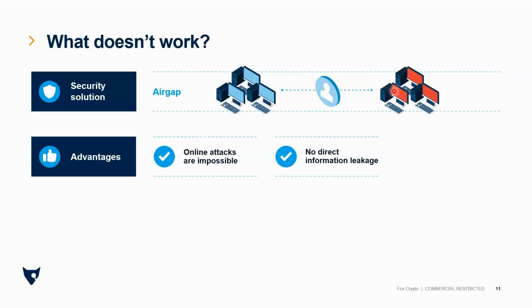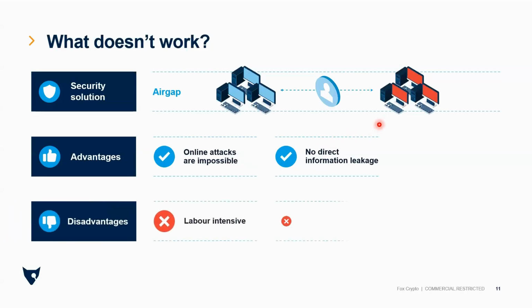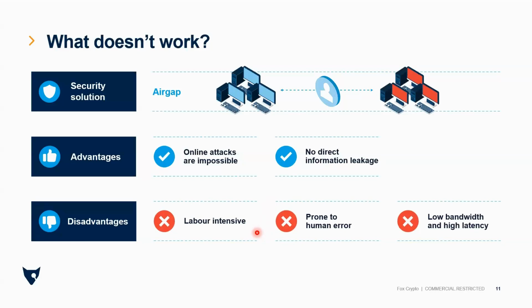So if you want to bring information from black to red, somebody with a USB stick or a CD-ROM will take the information, walk to the red network and implement it there. That's great. There's no online attacks possible because there's no connection between both networks. And so information from red can never leak. The disadvantage is it's very labor intensive. Somebody has to walk from black to red all the time. It's a person, so it's prone to human error. People can lose a USB drive, for instance, and the information is out there on the street. And of course, it's very slow.